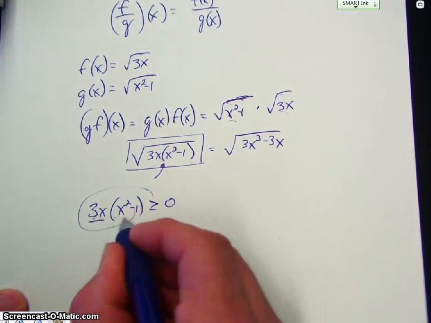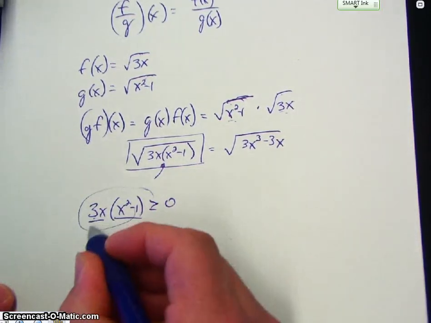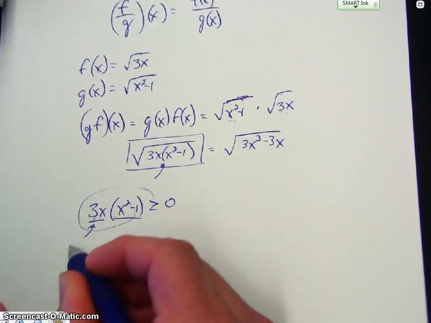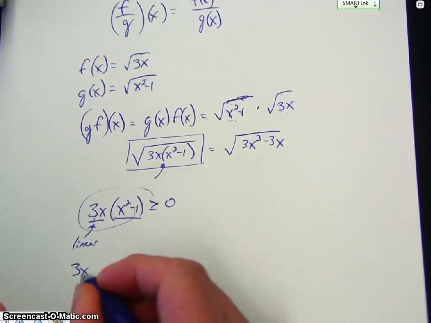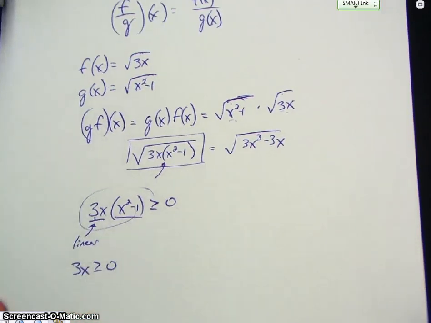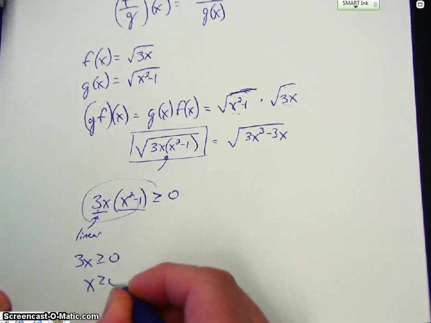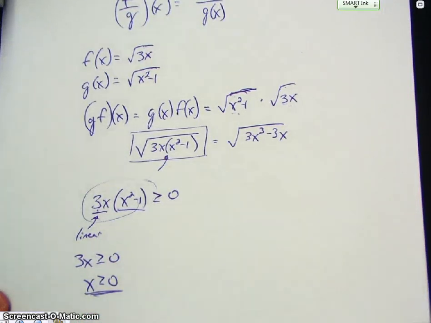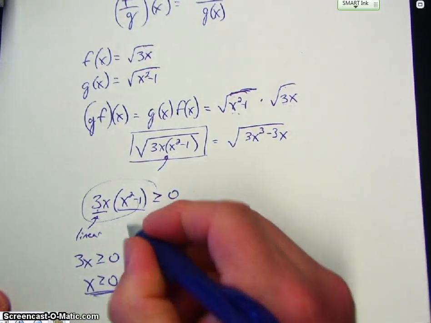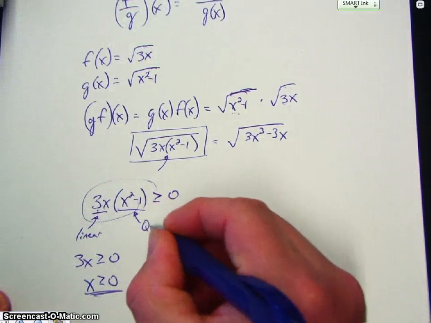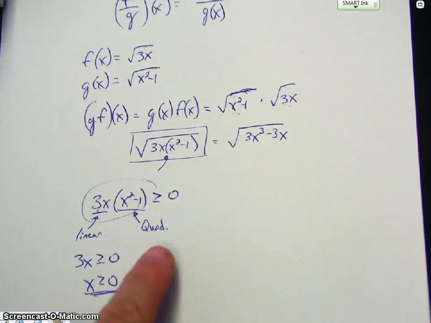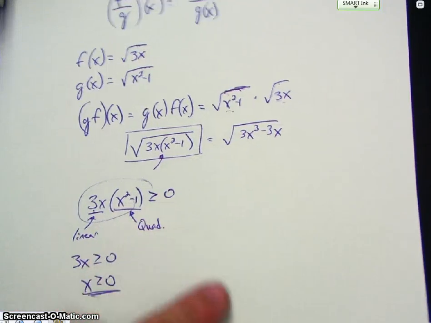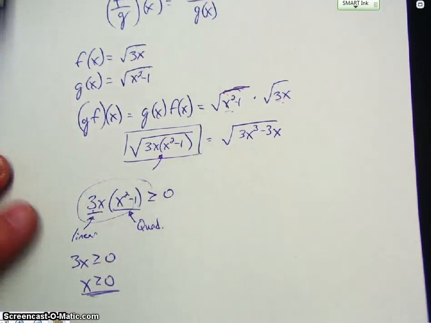First of all, there are two parts here. Here we have a linear part. So I can take 3x greater than or equal to 0, and just go ahead and solve for x. So there's part of my domain on that one. This part is a quadratic. If you remember the first video, 3.5, on the sum and difference, we did one with a quadratic and all that work. Well, we're going to do it again.